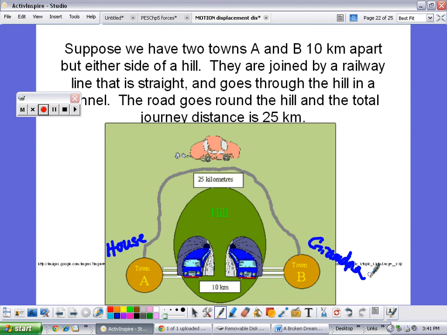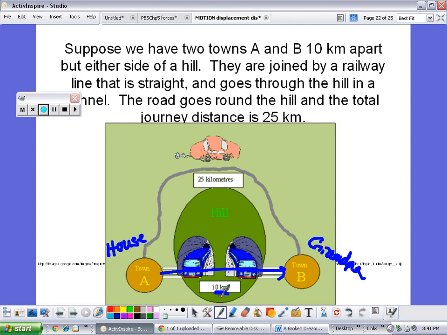If I go to grandma's house and I take the tunnel, what is my distance? Well, the tunnel goes straight from town A to town B, so it is 10 kilometers. And what is my displacement? In this scenario, my distance is the same as my displacement because I followed a straight path.